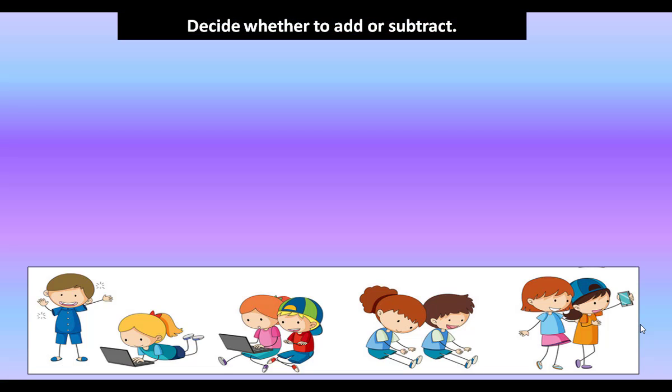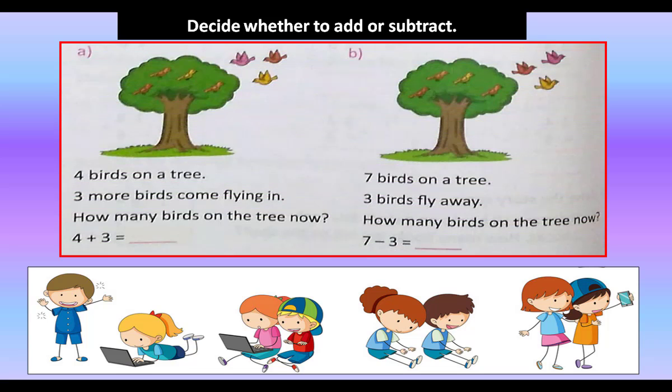Decide whether to add or subtract. Look at these pictures. The first picture. 4 birds on a tree. 3 more birds come flying in. How many birds on the tree now? 4 plus 3 is equal to 7.